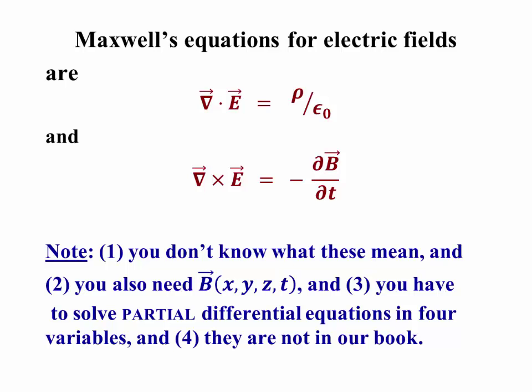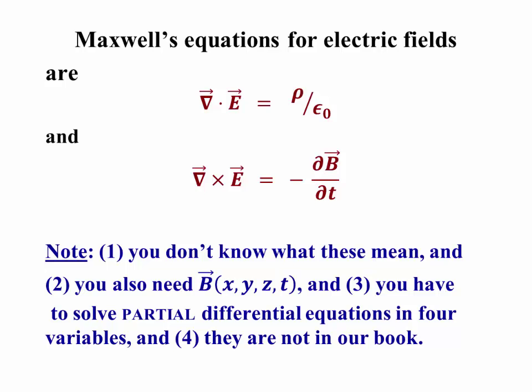What the first one means is that a charge density produces an electric field that radiates away from, that is, diverges from the charge density. What the second one means is that a changing magnetic field produces an electric field that curls around, that is, circulates around the region of changing magnetic field. Now, of course, the problem is you don't know what these equations mean, and they're certainly not in the books. There's nothing in our book to help you with it.